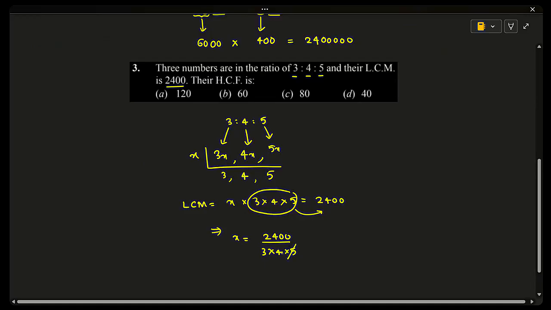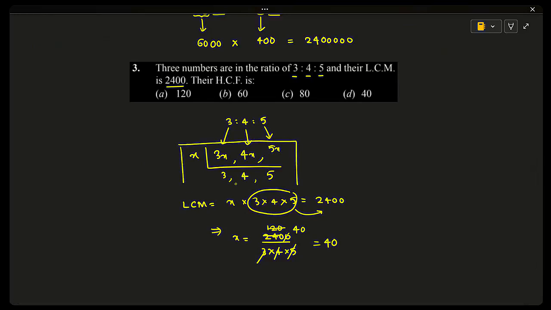Okay, 5 4s are 20. If you cancel with 20, you get 120, and if you cancel with 3, that is 40. So we got the x value as 40. From the same common division method, we also understand that x itself is the HCF because there is no other common factor. So the HCF is 40 because x is 40. Answer is D, 40. Fourth one.